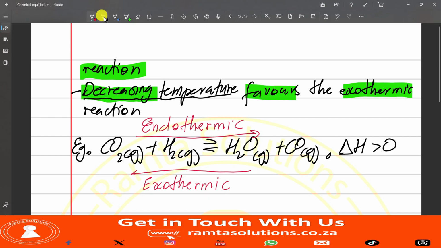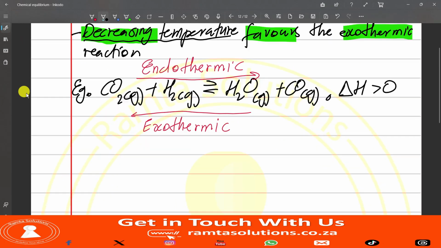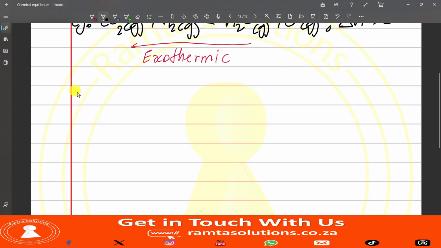Now let's look at our temperature changes. How do they affect this? Now, let's look at increasing temperature. Okay, let's look at increasing temperature. We're gonna explain how the system reacts using Le Chatelier's principle.